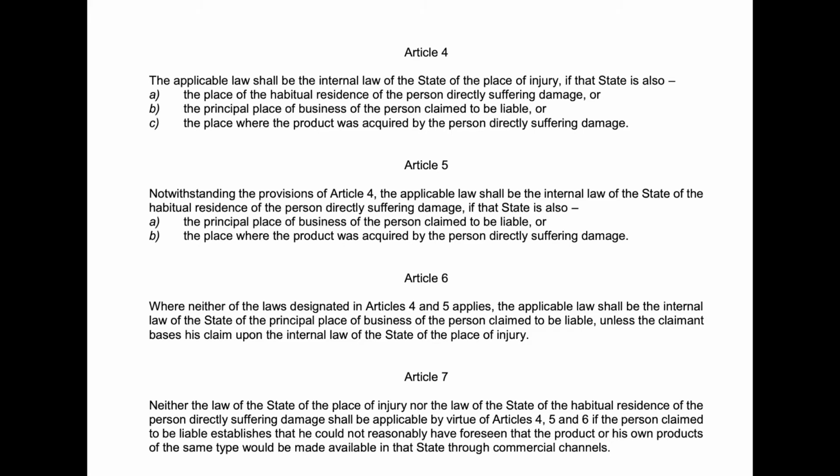What does it mean? Well, it means that the person claimed to be liable, the producer or the distributor of the product, cannot suffer the application of a law different from the law of the principal place of business of that person when that person couldn't foresee that the product would be introduced in the market of the country whose law is demanded to be applied by Article 4, 5, or 6.